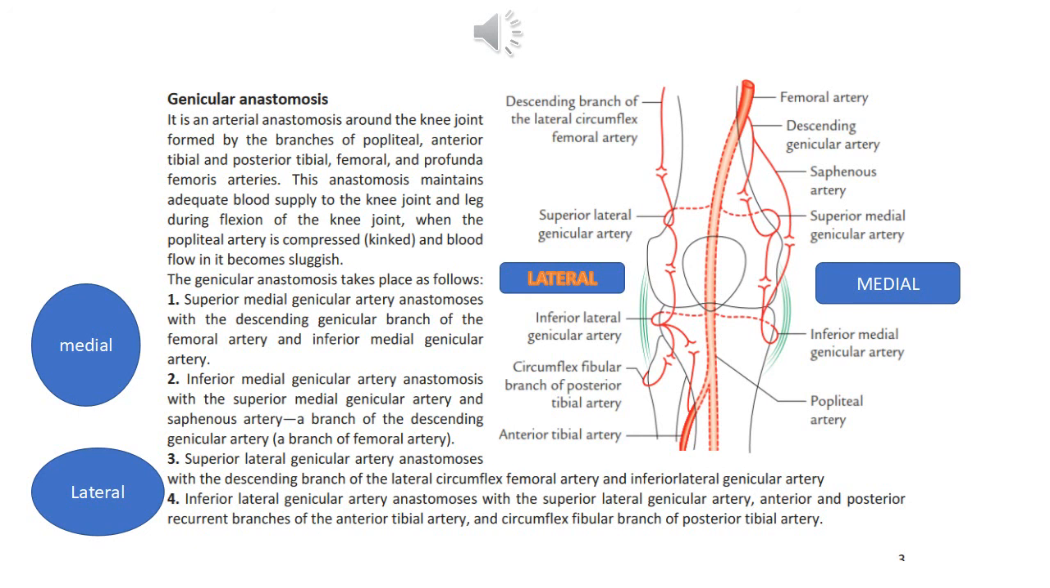So this anastomosis maintains adequate blood supply to the knee joint and the leg during flexion of the knee joint, when the popliteal artery is compressed and blood flow in it becomes sluggish. So this provides adequate blood supply to the knee joint and the leg during flexion of the knee joint. This anastomosis supplies the bones taking part in forming the knee joint, the capsule of the knee joint, as well as the synovial membrane of the knee joint.